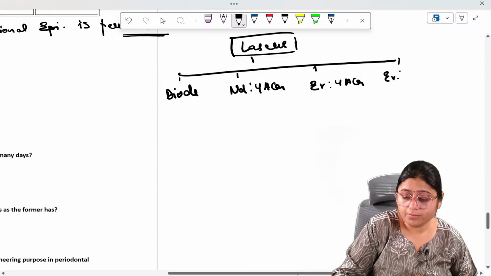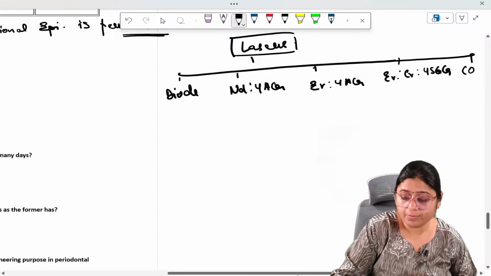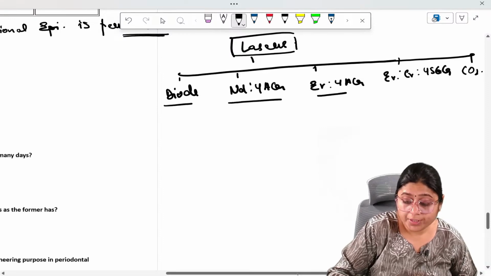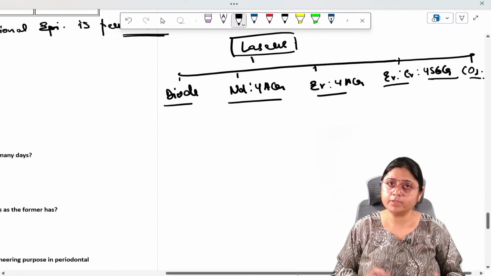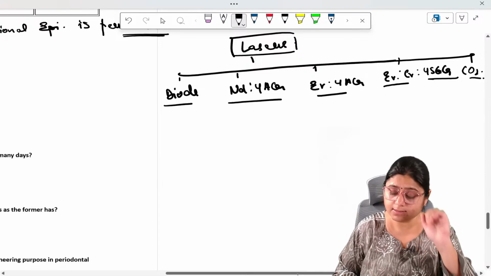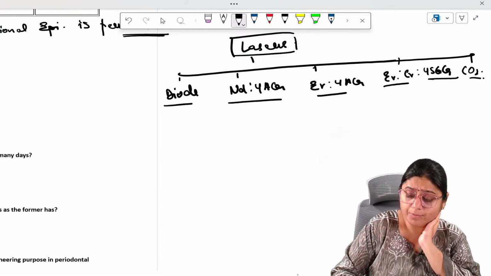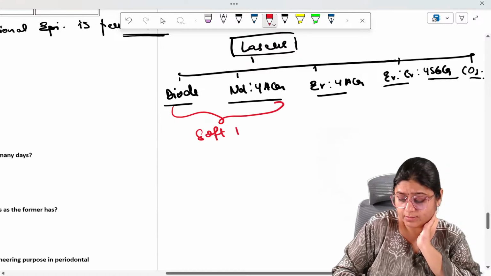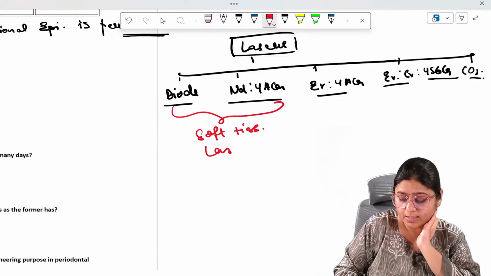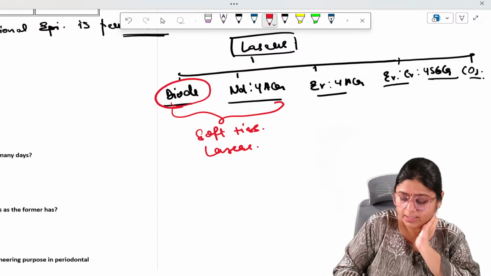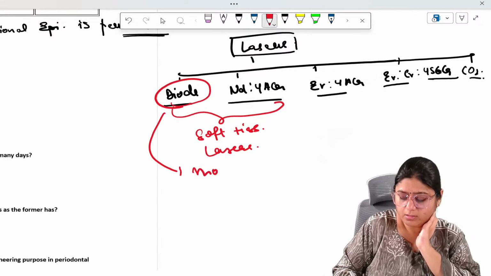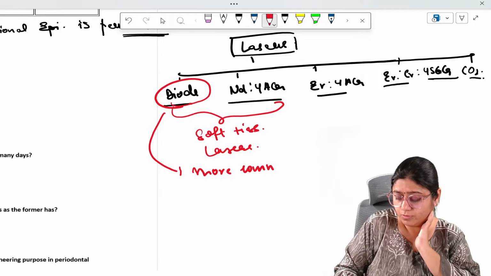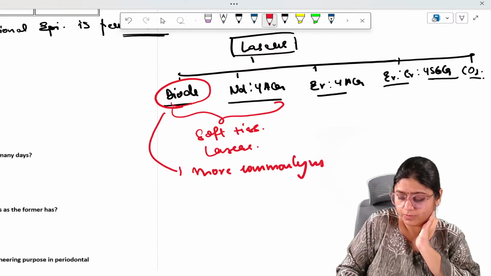There can be erbium, chromium, YSGG, and lastly carbon dioxide lasers. Now I'll not go into the detail of this because we have studied this in detail in our classes, right? But remember that diode and Nd:YAG both are soft tissue lasers. Soft tissue procedures can be done with them, and more commonly diode lasers are used.